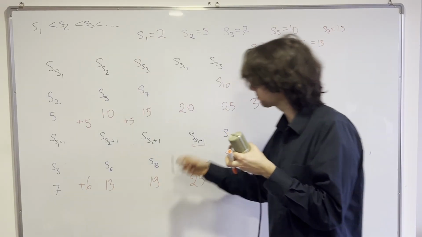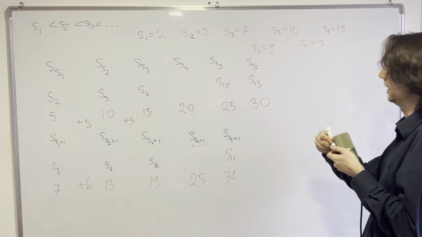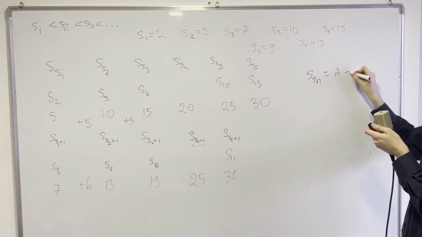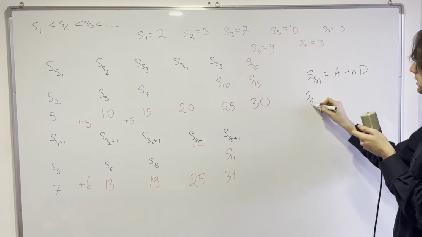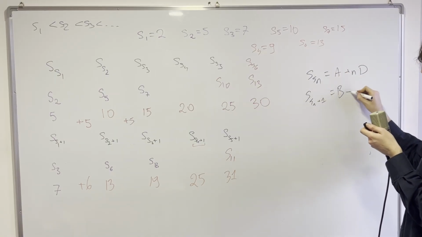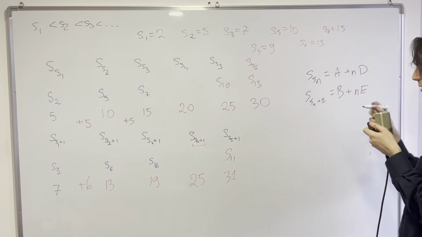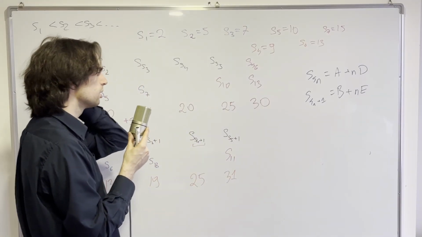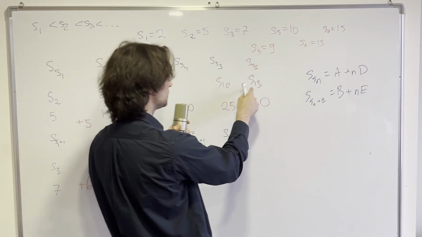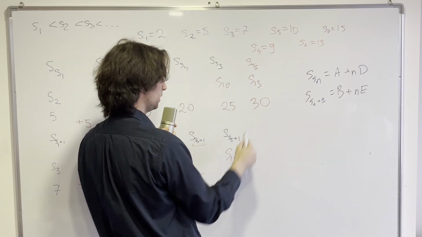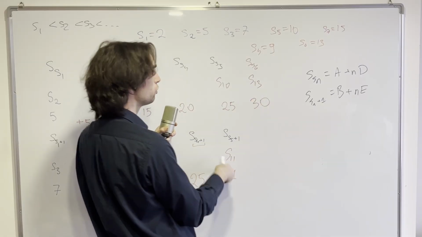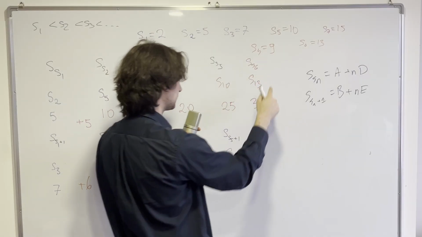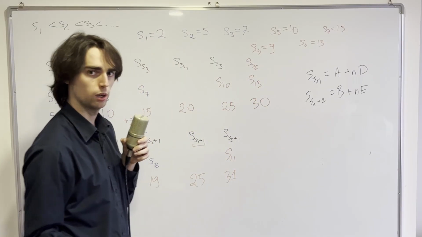And the answer is, well, let's say this sequence is S(S(n)) is equal to A plus nD, and say S(S(n+1)) is equal to B plus nE. Now, what is the thing we're saying? We're saying that this subscript is bigger than this subscript, right? And it should generally be bigger. So we're saying that S(6) is generally bigger than S(5) plus 1.